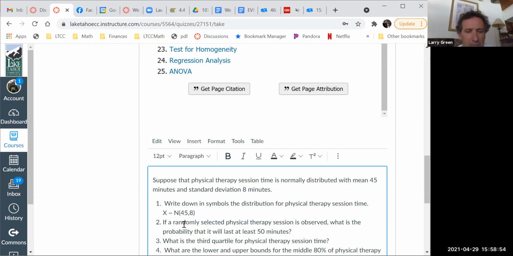Okay, so the second part is, if a randomly selected physical therapy session is observed, what is the probability that it will last at least 50 minutes? Okay, so we want the probability that X is greater than 50. By the way, I don't know if I mentioned it last time, technically at least is greater than or equal to, but when we're working with a normal distribution and any continuous distribution, greater than and greater than or equal to are exactly the same, because the probability of being exactly a value is always 0. So it makes it easier to type. Any questions on that? All right, what do I do next?